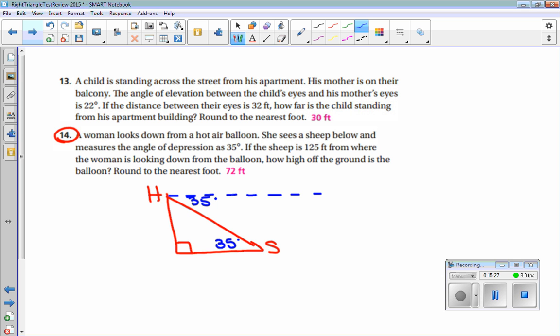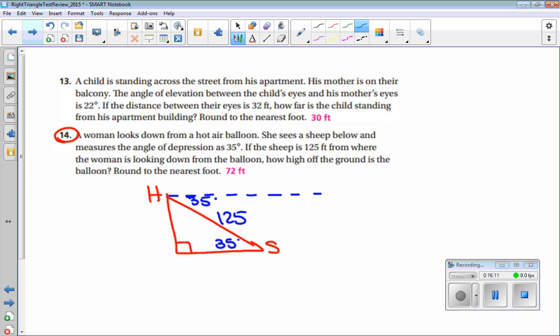Now it says the sheep is 125 feet from where the woman is looking down from the balloon. I don't think the wording on that's very clear. Which one do you think is 125? I think it's the hypotenuse too, and that's what they're looking for. A better way to say that would be maybe she sees the sight distance to the sheep. If it was talking about the bottom, it would say the horizontal distance. I would try to be clear on that. You think it's clear? Okay, maybe I just read too much into it. It could be me. Maybe I'm weird. That's fine.